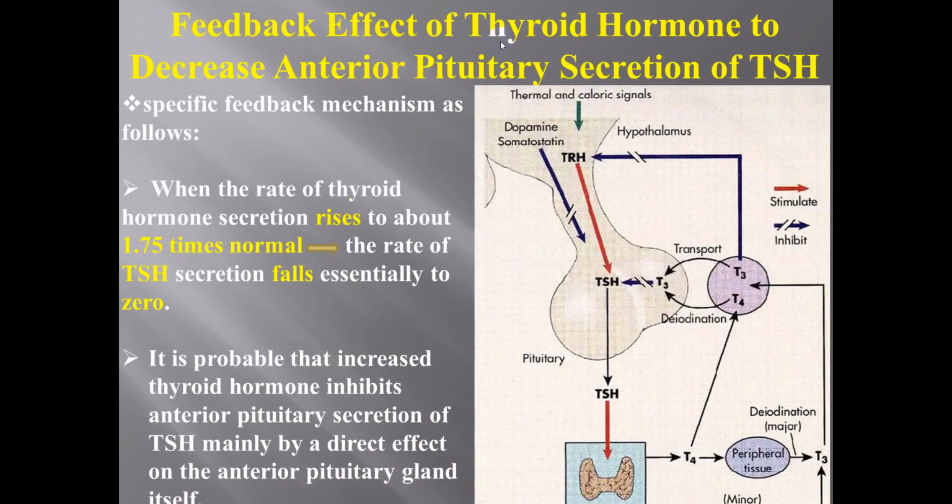Feedback effect of thyroid hormones to decrease anterior pituitary secretion of TSH. Specific mechanism: when the rate of thyroid hormone secretion rises to 1.75 times the normal, the rate of TSH secretion falls essentially to zero. This is the negative feedback mechanism. It is probable that increased thyroid hormone inhibits anterior pituitary secretion of TSH, mainly by a direct effect on the anterior pituitary gland.